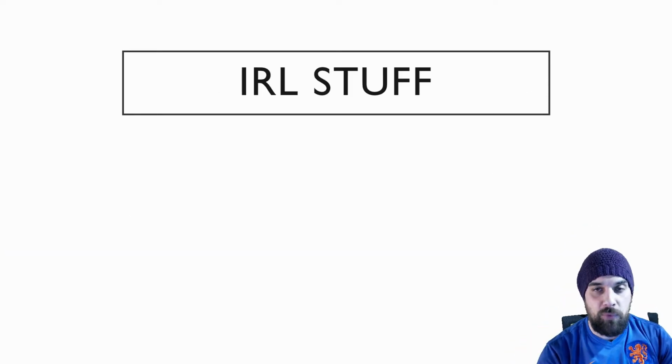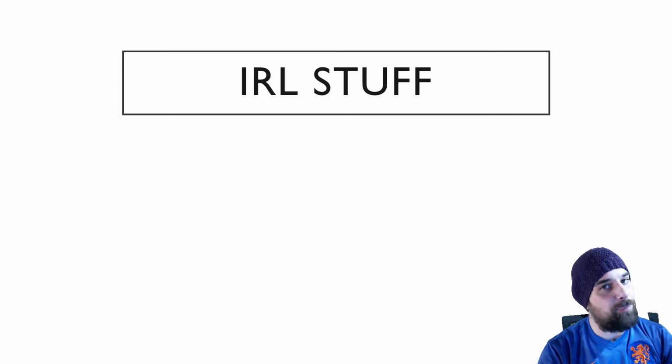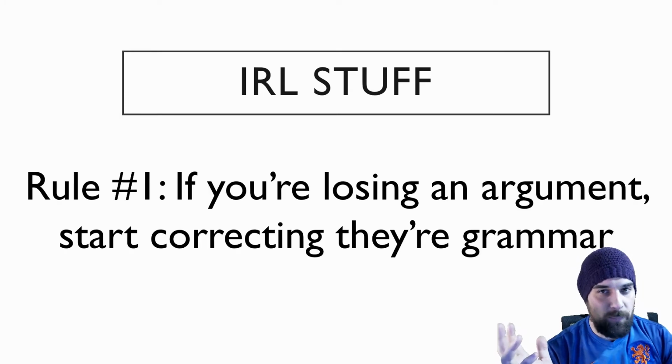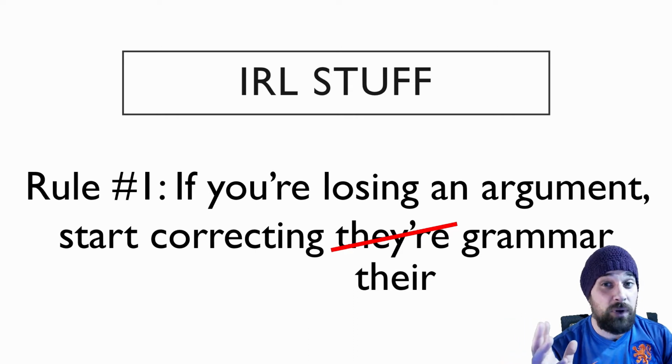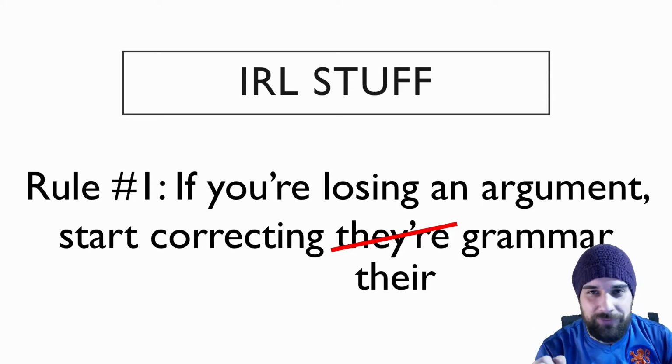That being said, there's more applications than just professional writing. There's actually real life applications to this too. So here's the number one internet rule I follow. If you're losing an argument on the internet, just start correcting their grammar. It's way easier than actually formulating smart arguments to beat them. Just put "there," the correct version of there, with a little star above it, and you win the argument because they're obviously an idiot.